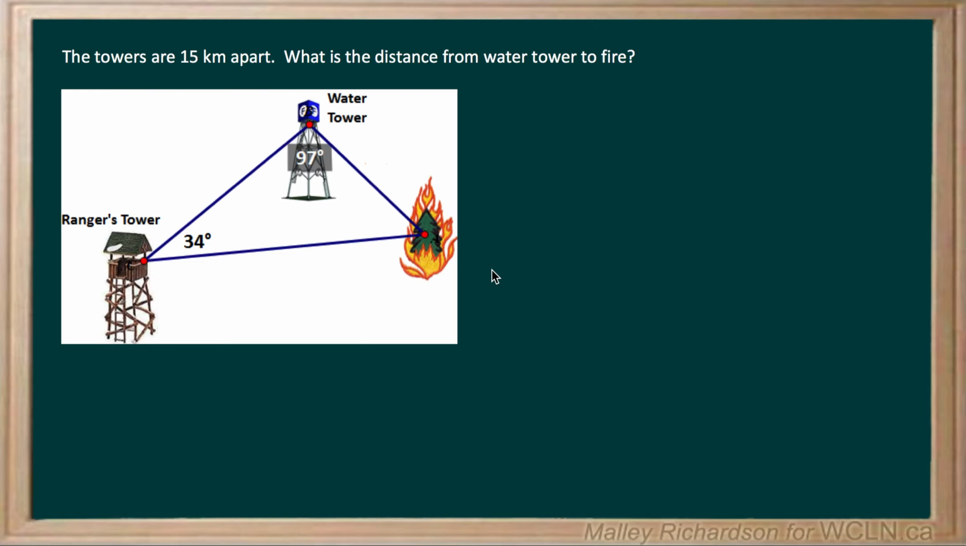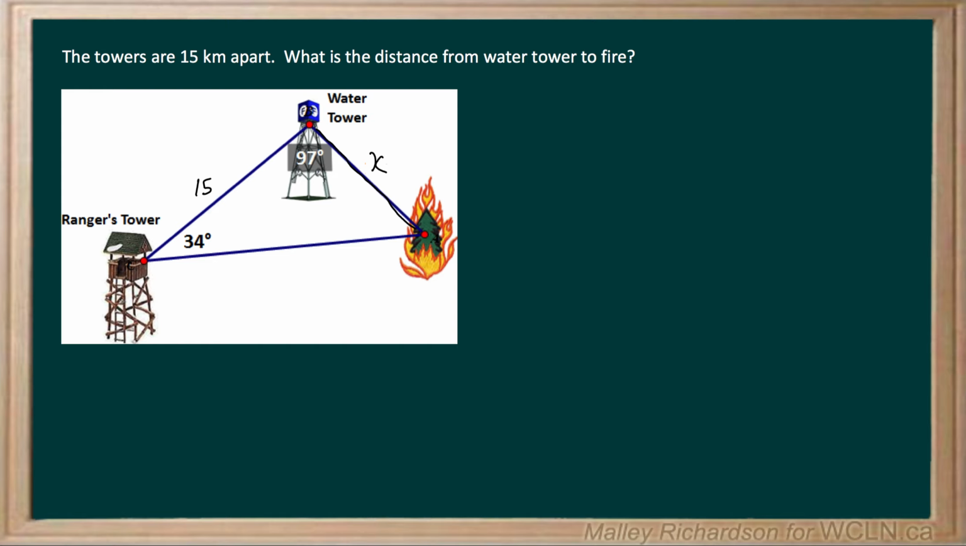In this example, we have two towers that are 15 kilometers apart, and we want to find the distance from the water tower to the fire. So on our picture, let's label what we have. We have our ranger's tower and our water tower that is 15 kilometers apart, and then we want to find the distance from our water tower to the fire. So we want to find this line, and we'll label that as x.